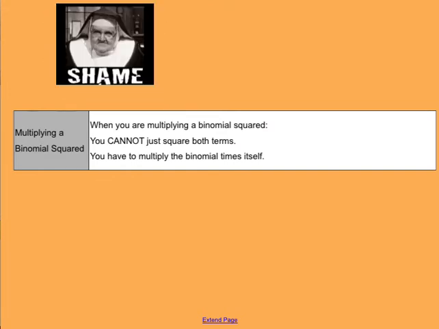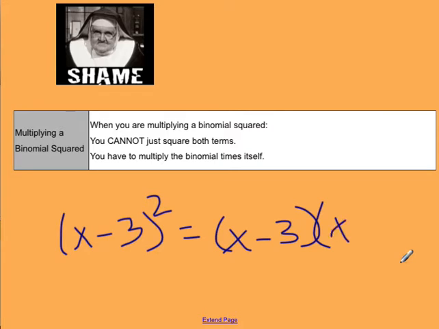So here's something students do all the time, okay? When you are multiplying a binomial squared, would be something like this, okay? You can't just simply square both terms and call this x squared minus 9. It doesn't work that way because it's really equal to x minus 3 times x minus 3. Okay, so what we need to do now is make sure that we actually square it. So let's go ahead and do that.